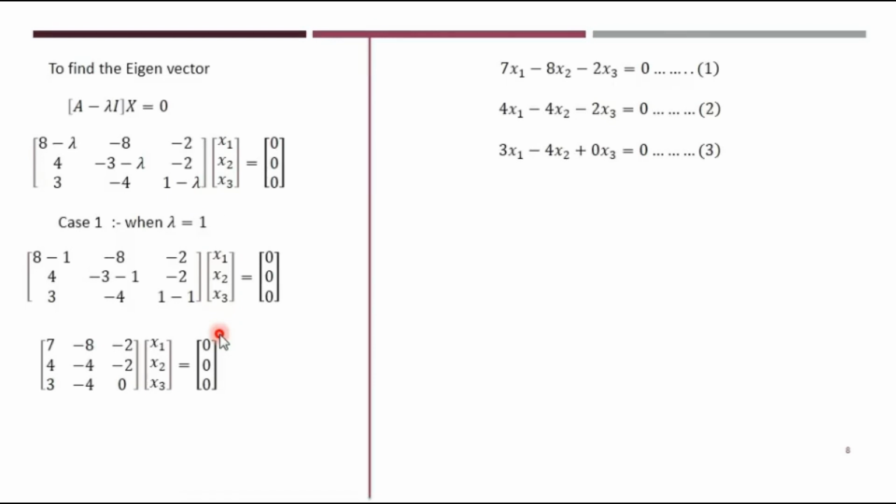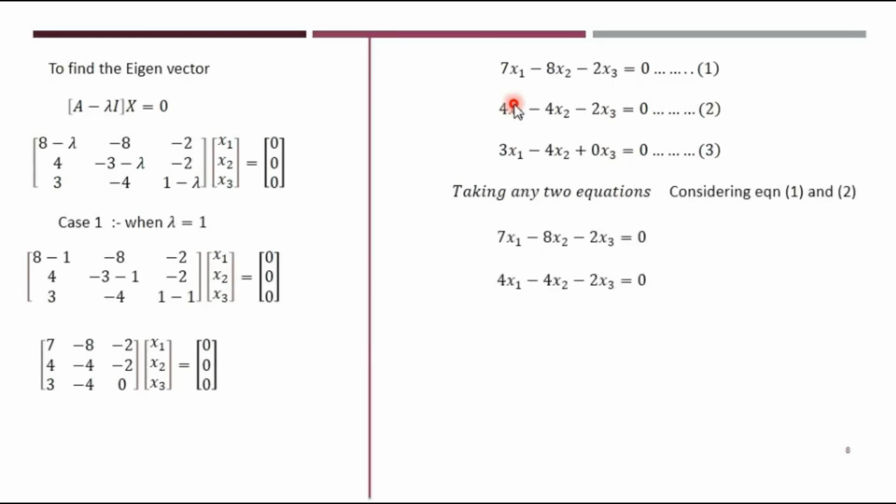So what we have to do is take any two equations. Whichever equations you want to select, select them. So I am considering first and second. You can choose 1 and 3 or 2 and 3 also. You will get the same answer, don't worry about that. So I am taking equations 1 and 2, and I'm rewriting equations 1 and 2 again. Take any one pair, the answer will be the same.